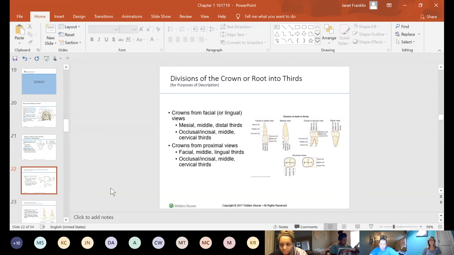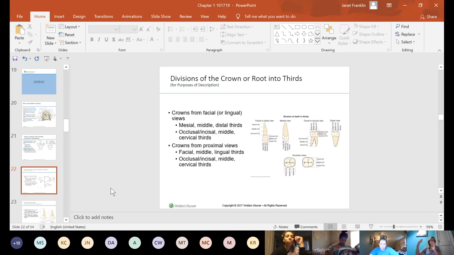And then you can also divide the tooth into layers, transverse or horizontal layers. So you would have the occlusal or incisal third, the middle third, and then what we call the cervical third. That's the part that comes closest to the gum. The cervical third is the part that's closest to the gingiva. The occlusal or incisal third is the part that you're going to use to chew or bite with. And then the middle is just the middle.